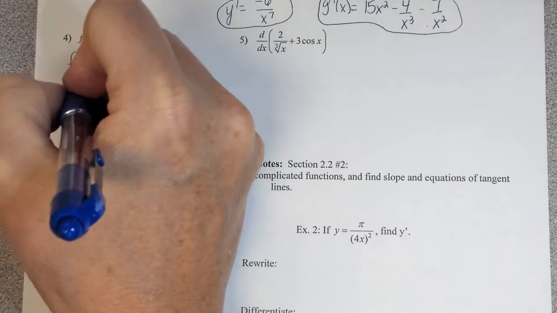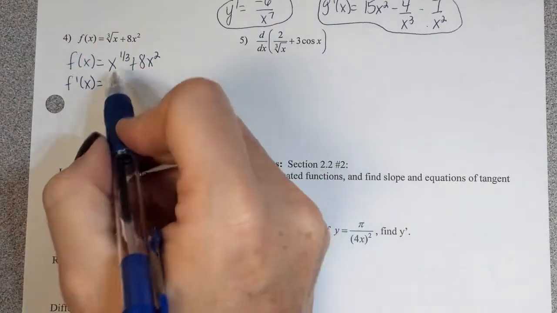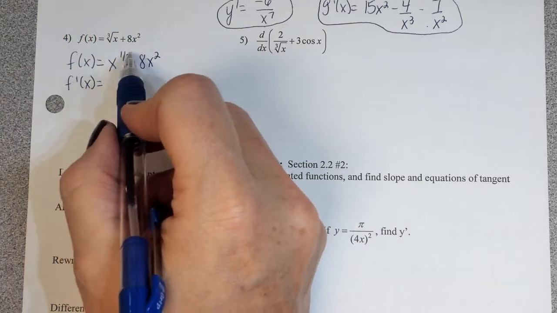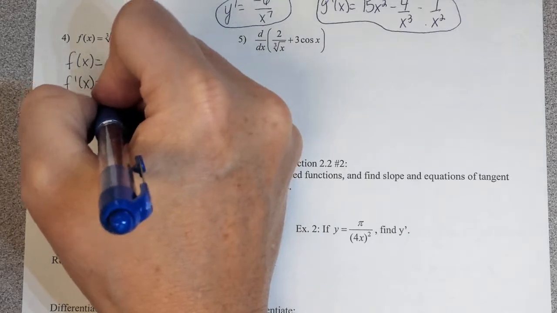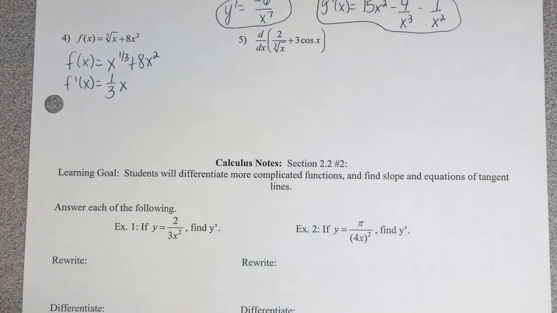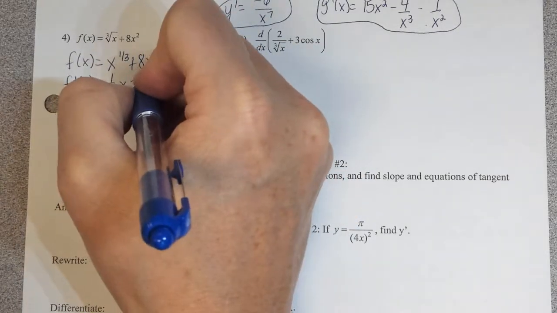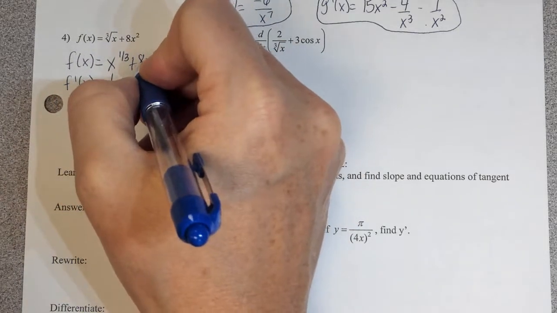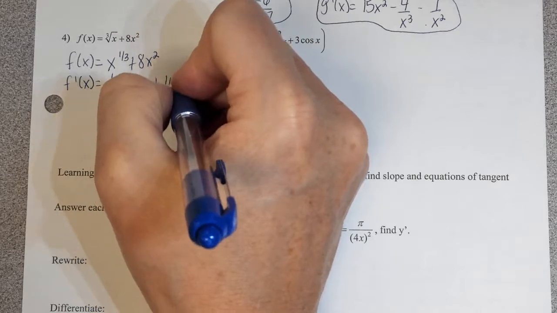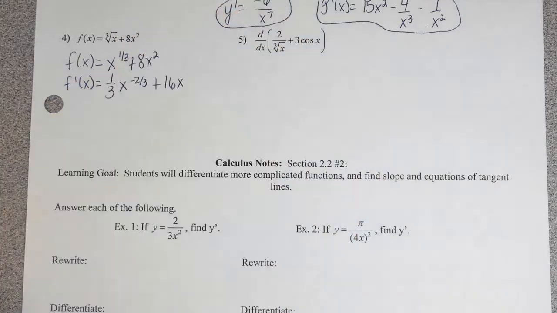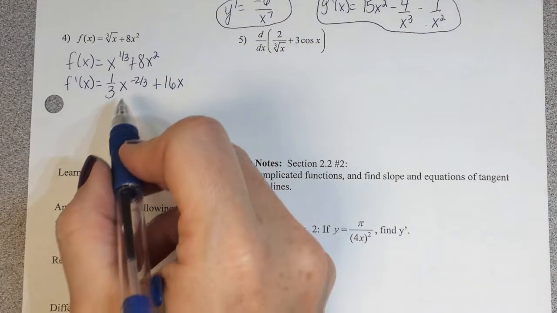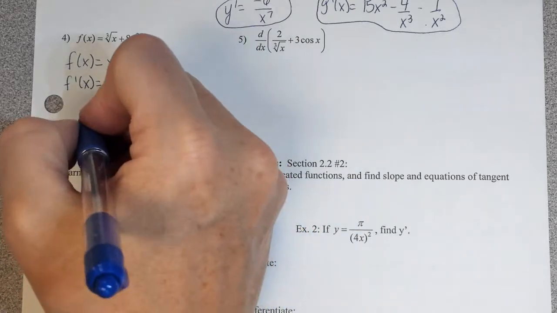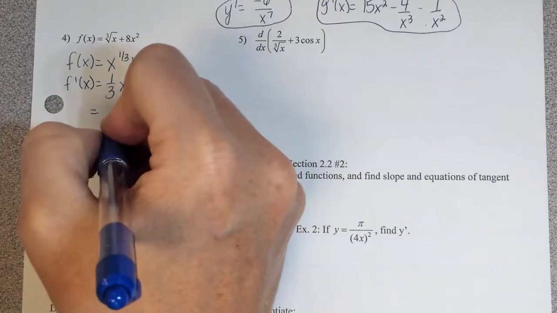Now we're going to start taking derivatives. So this derivative is going to be 1 times 1/3 is 1/3. X, what's 1/3 minus 1? -2/3. And then over here's 8 times 2 is 16, x subtract 1. And now I want to rewrite it so that I don't have any negative exponents.